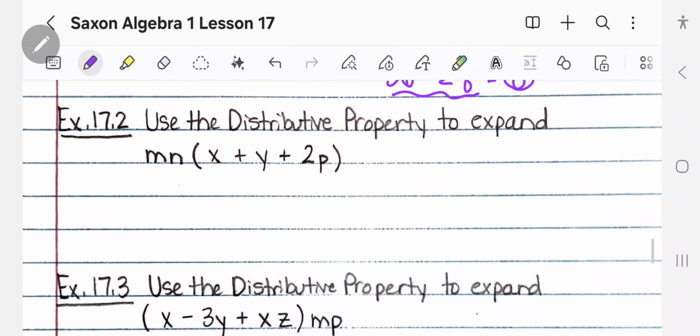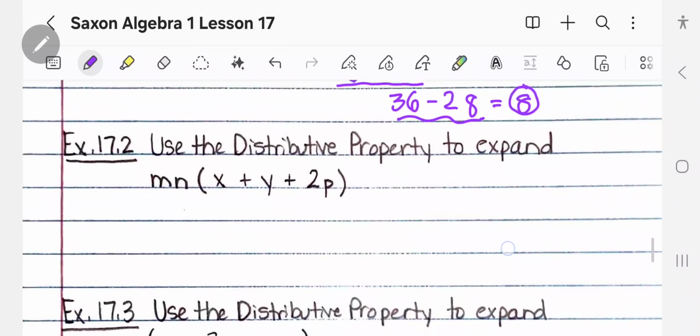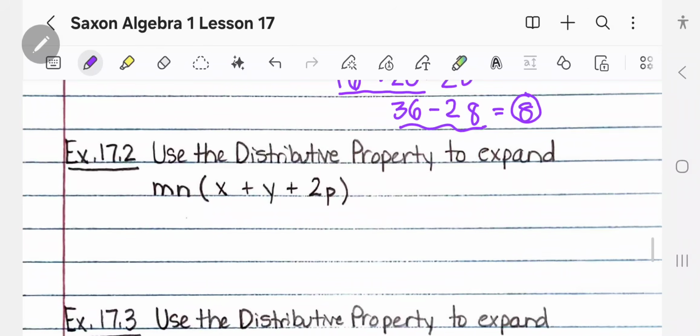Now, if we look at 17.2, we're going to use the distributive property to expand this. We couldn't do this without the distributive property because we don't know what the values of x, y, and p are. So we couldn't work this out any other way. We would have to use the distributive property. So we're going to multiply every term by mn. What do you think mn times x is? It's just mnx, right?